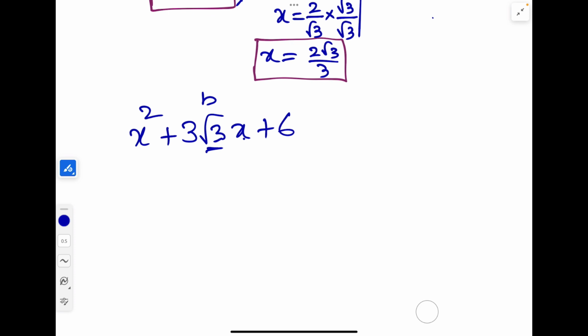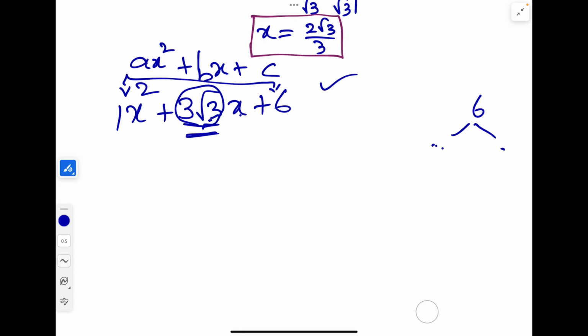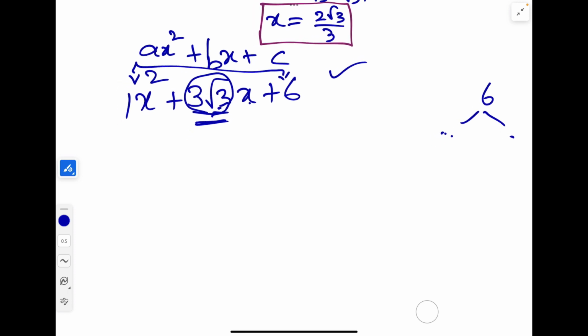Let us see first whether it is in standard form ax square plus bx plus c. Yes, perfect. Next step is first term and last term you multiply. 1 into 6 is 6. Now whenever you have the middle term as a radical, when you are using the factors, you have to make sure it should come with root 3. It will be difficult, right? If it is normal whole numbers, we can easily write, but here you will get confused. So it's a simple method, I'll tell you.